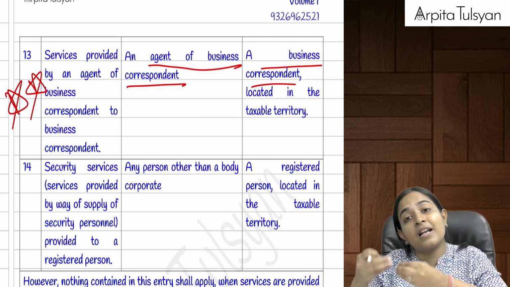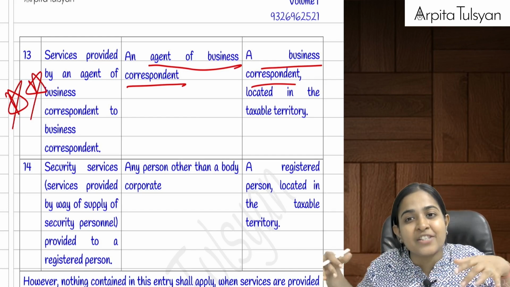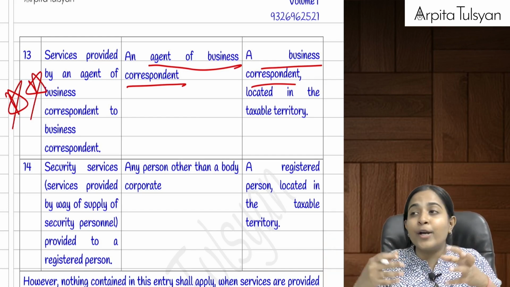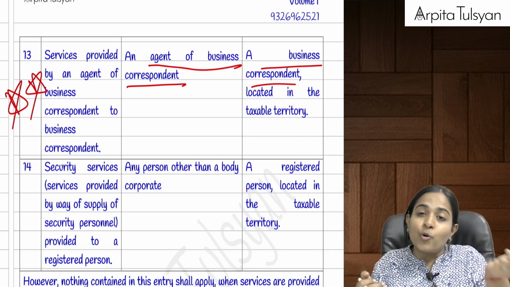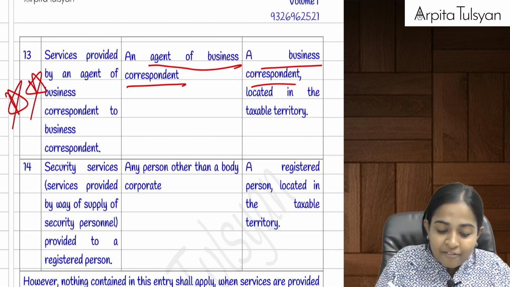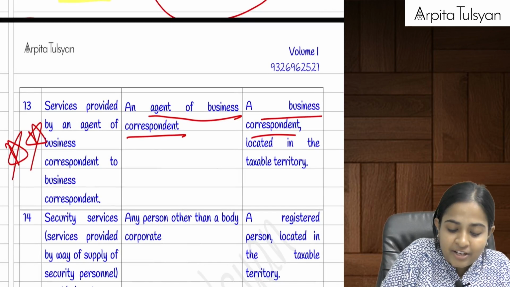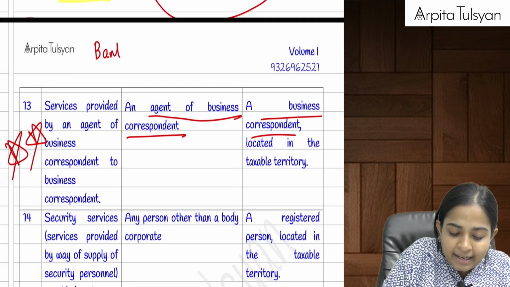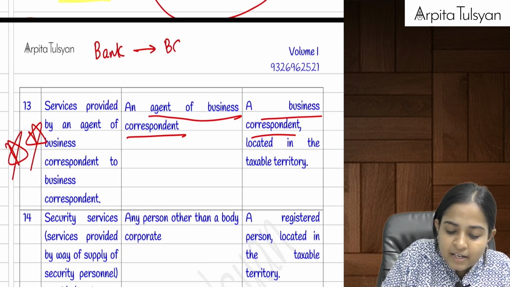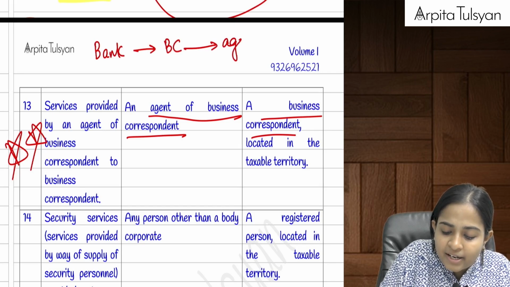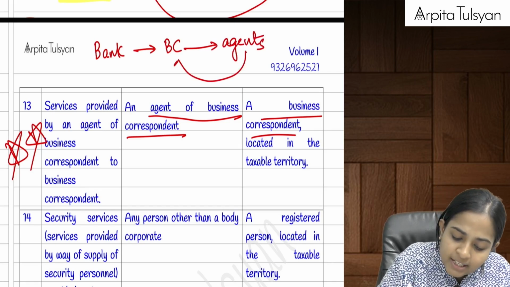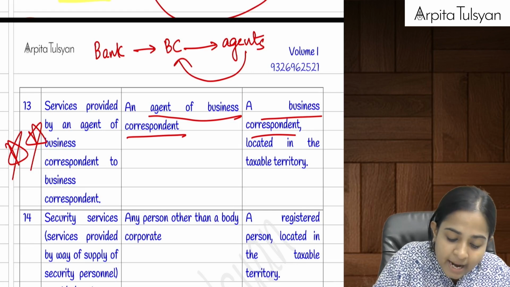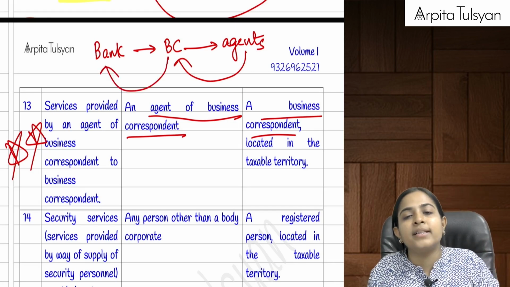Now, the business correspondent will also have some agents within itself, who are going to go from village to village and fetch the customers. So, who is going to provide the services to whom? First of all, there is a bank, then the bank has a business correspondent, and then the business correspondent is going to have some agents within itself. Agents are going to provide the service to the business correspondent, and the business correspondent is then going to provide the service to the bank.